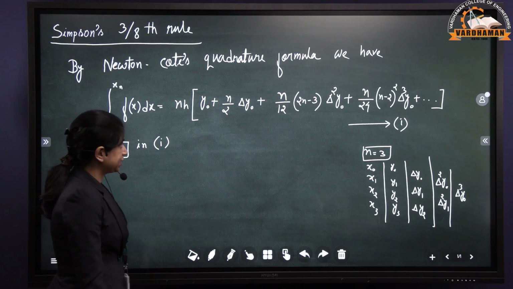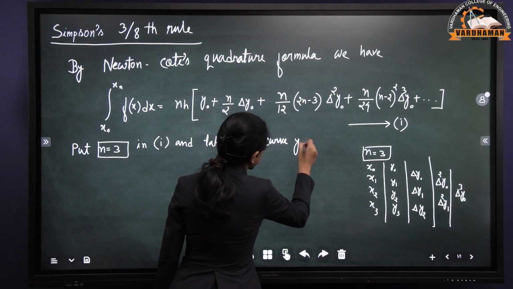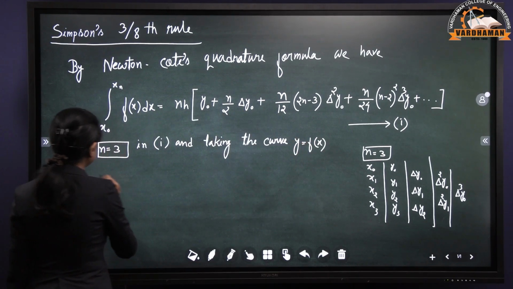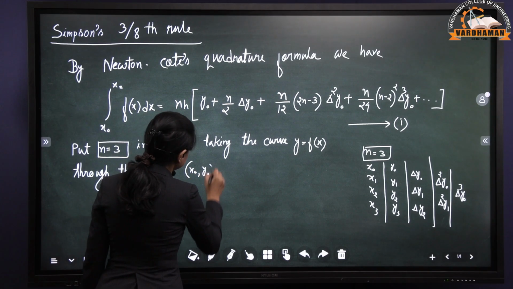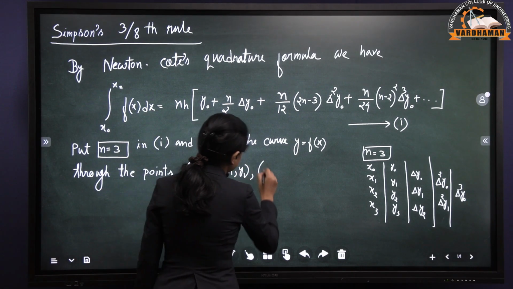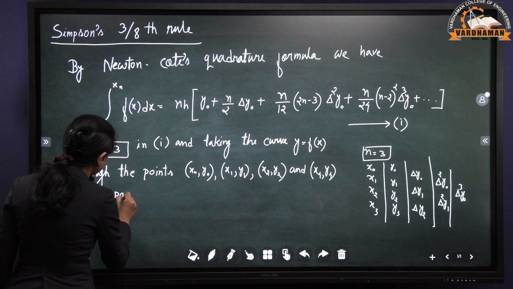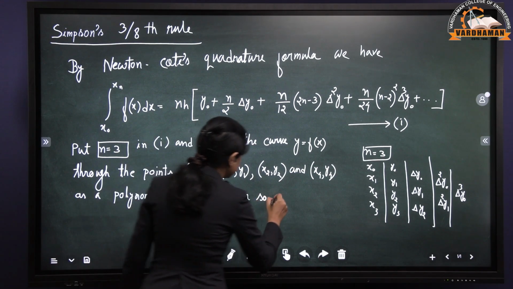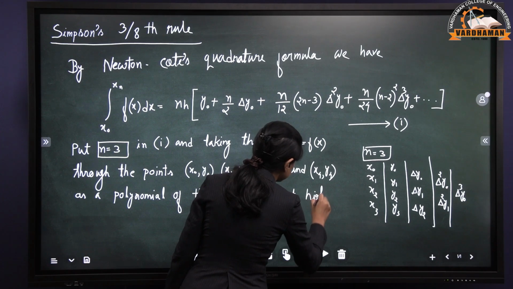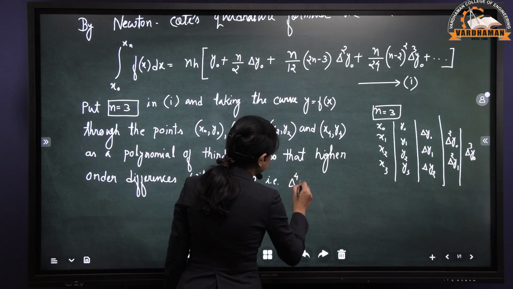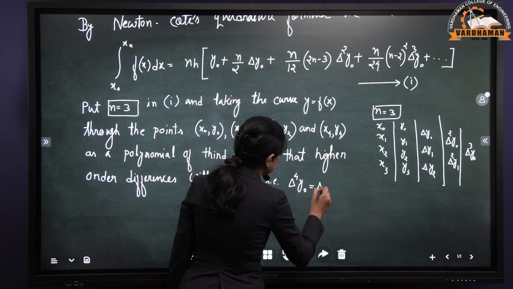Therefore we will be taking the curve y equal to f of x through the points x0, y0, x1, y1, x2, y2 and x3, y3 as a polynomial of third order, so that higher order differences will be 0. That is, from the fourth forward difference onwards it will be 0.